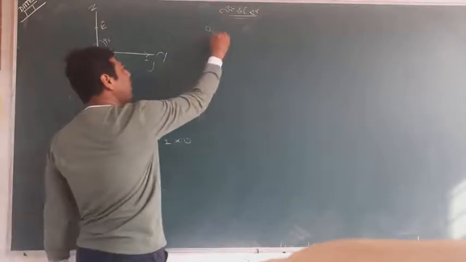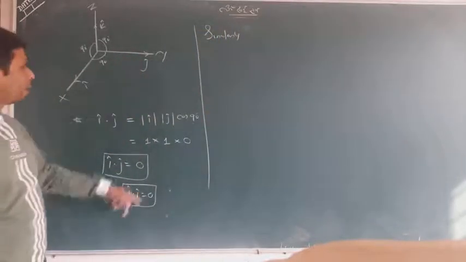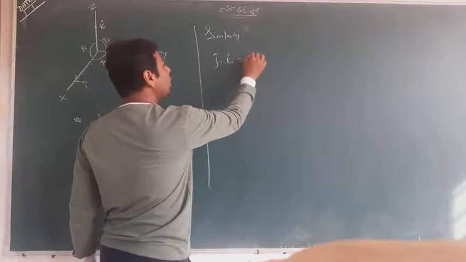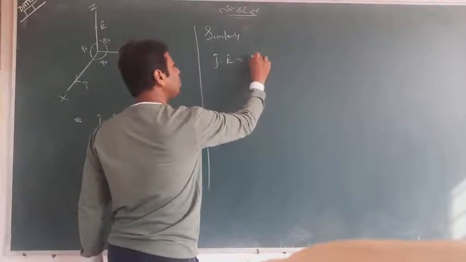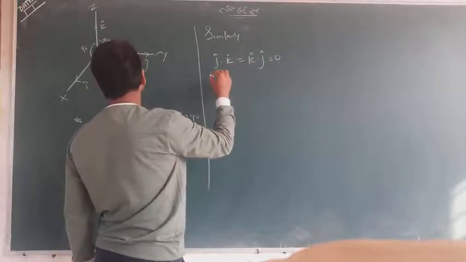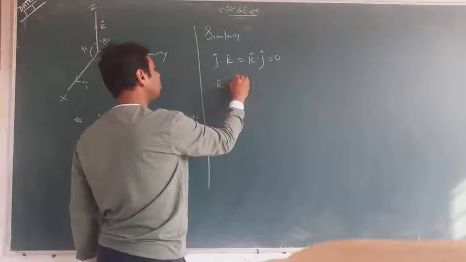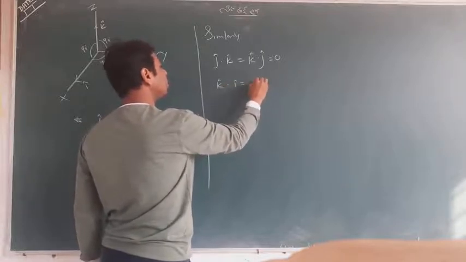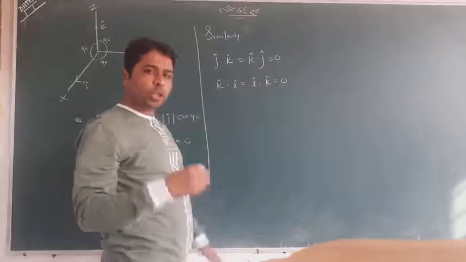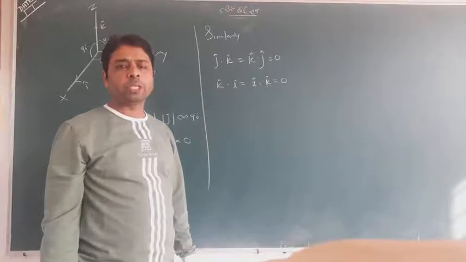Similarly, one can find all the other conclusions. j, k, or k, j have a dot product 0. Lastly, k, i and i, k have a 0. Meaning for unit vectors perpendicular to each other, if you are doing the dot product, you will get a 0 answer.